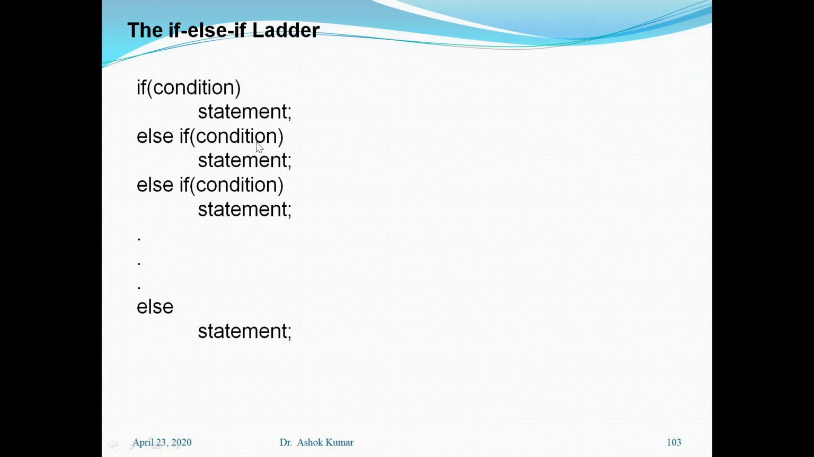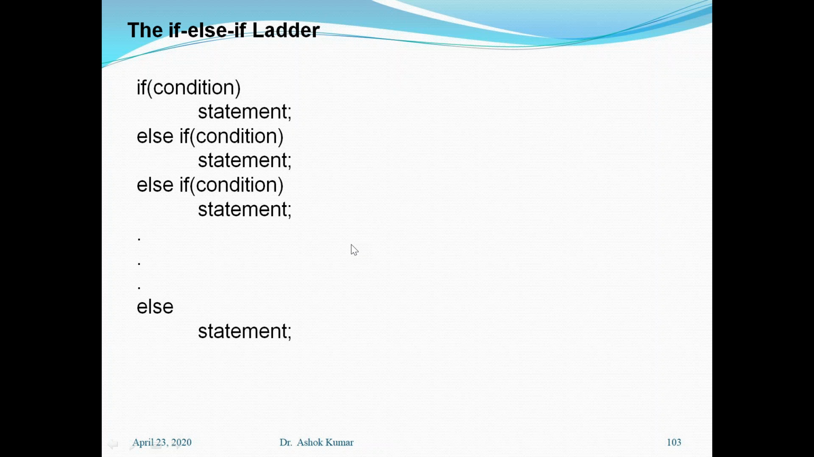If this condition evaluates to false, then it will go to the else part and test the third if statement. If all the conditions evaluate to false, then the last statement written in the else part of this if else if ladder will be executed. So this statement will be executed if all the conditions evaluate to false.